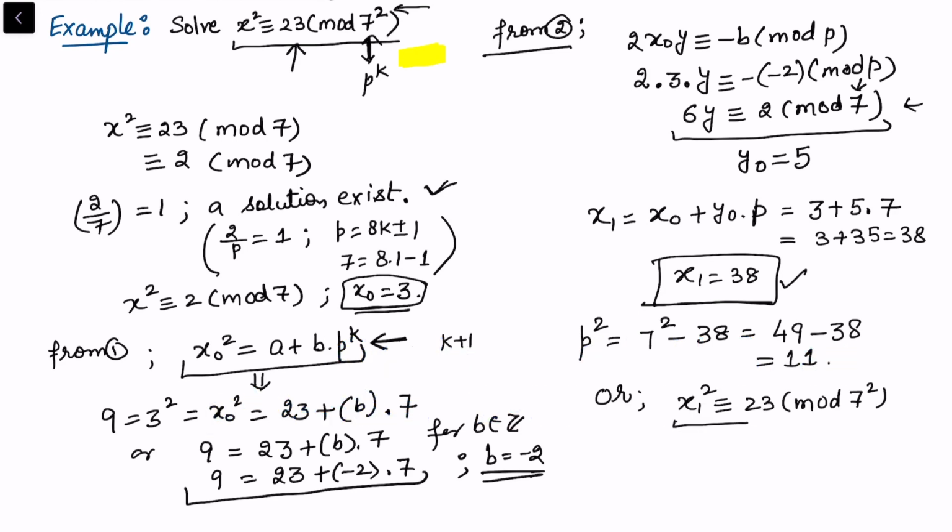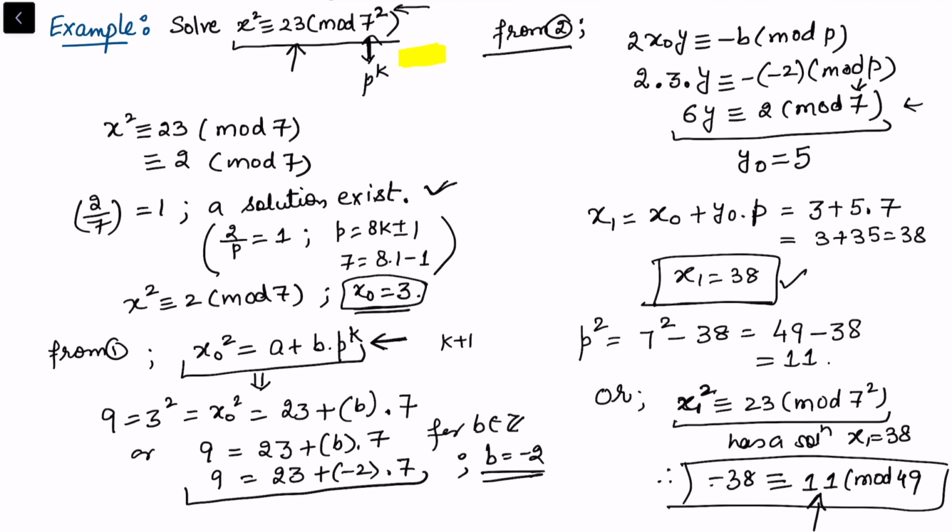Or we can say x1 square is congruent to 23 modulo 7 square. This has a solution x1 equal to 38. So we know that minus 38 also works, because we have x1 square. Even if we take x1 as minus 38, we can see that this is congruent to 11 modulo 49. So from here also we can directly see what the other possible solution is. Either we can look at it from here, or directly from here. Just put it: that's congruent to 11 modulo 49.